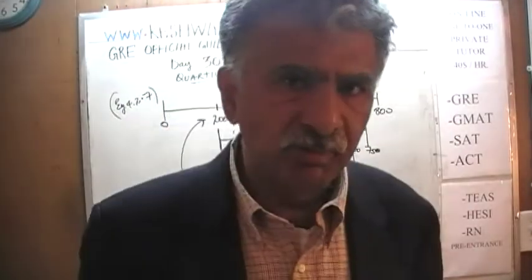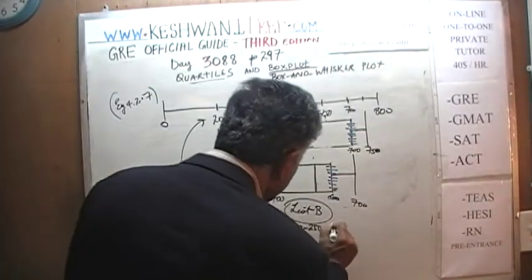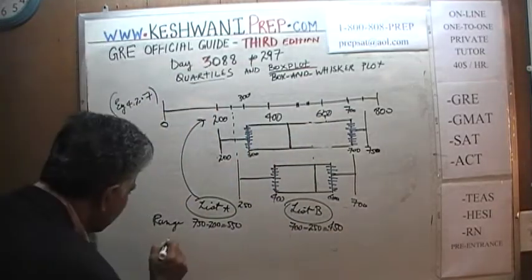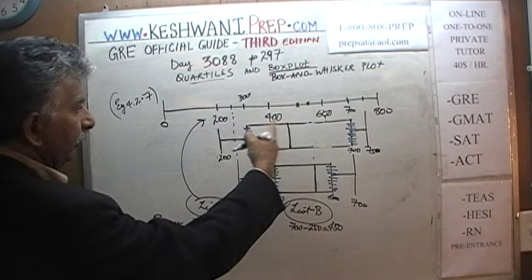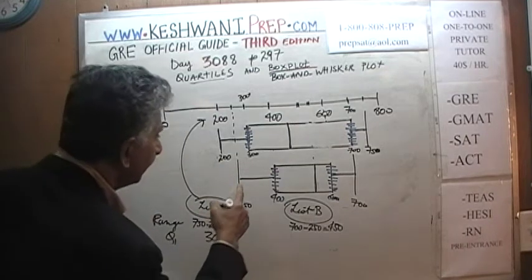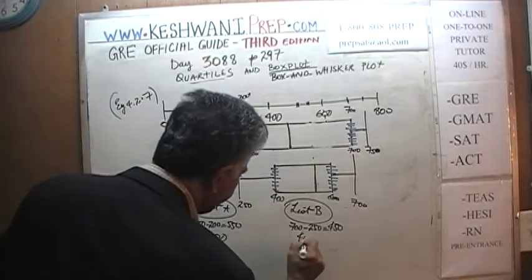700 minus 200 would have been 500, so it's 450. As you can see, it's more condensed here. The first quartile, if you look at the box, is 300 right here. And the first quartile here is 400.